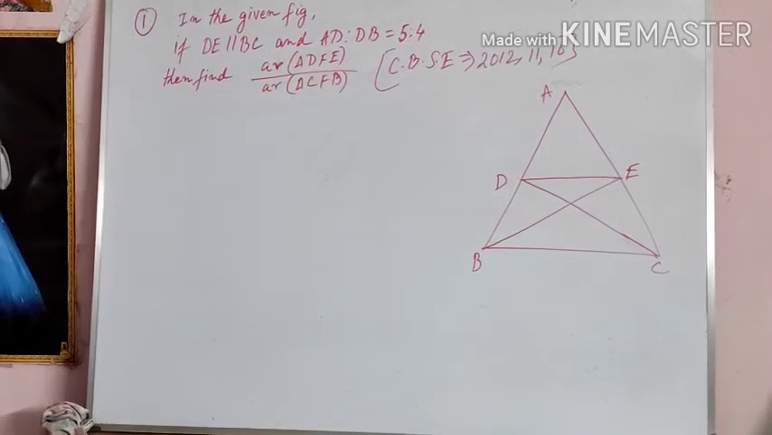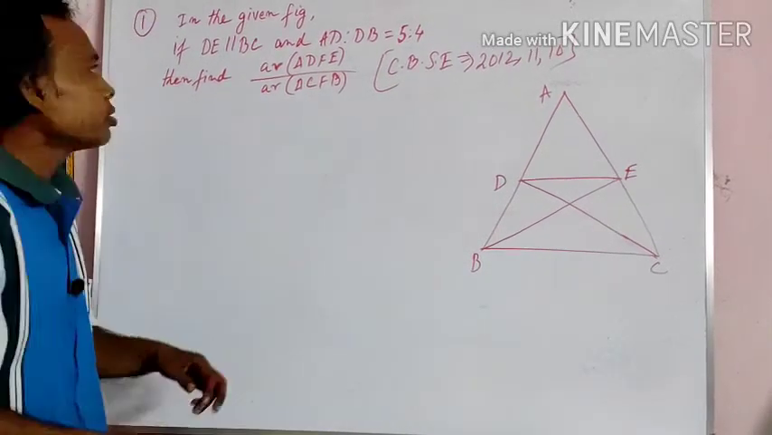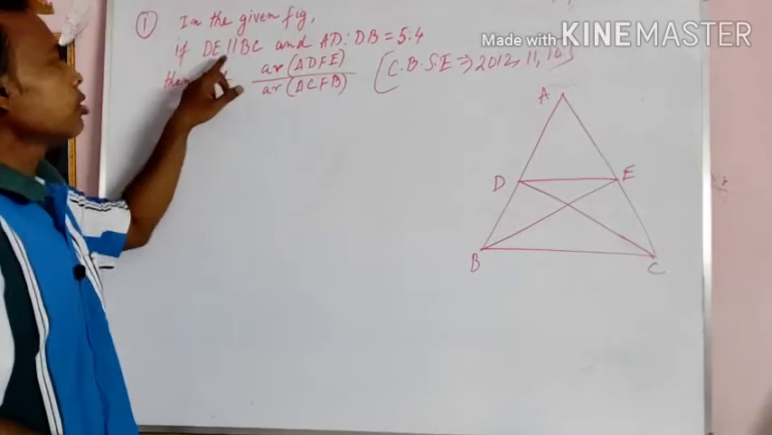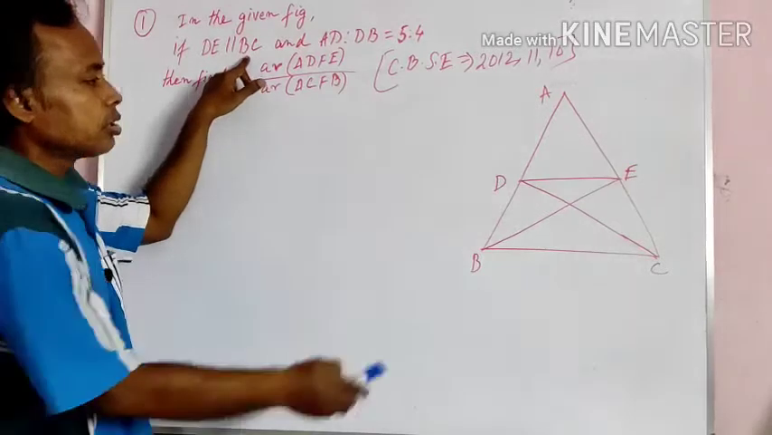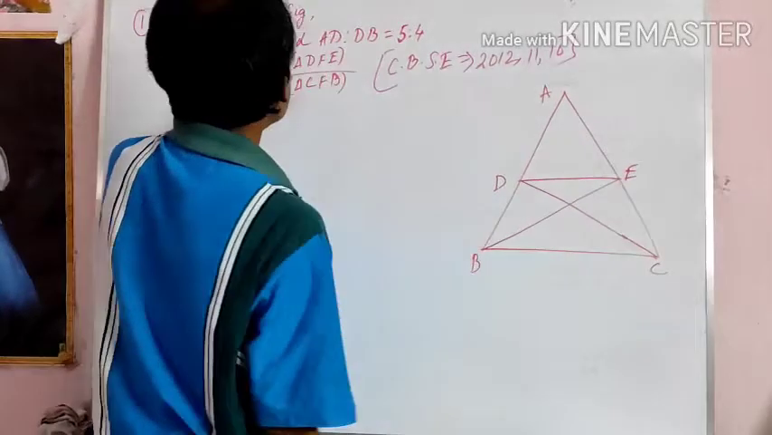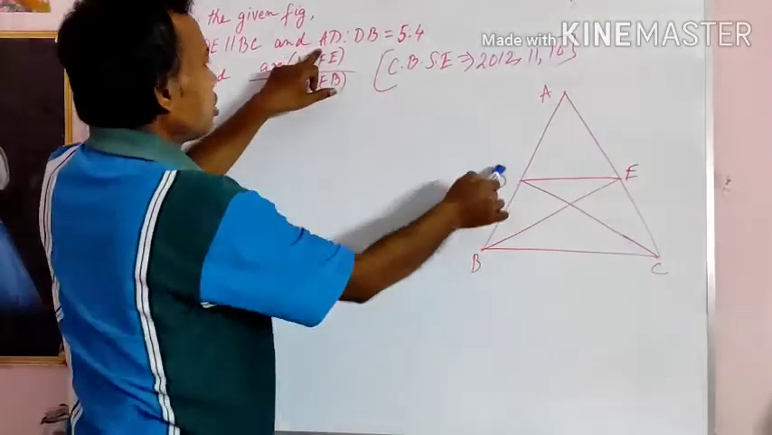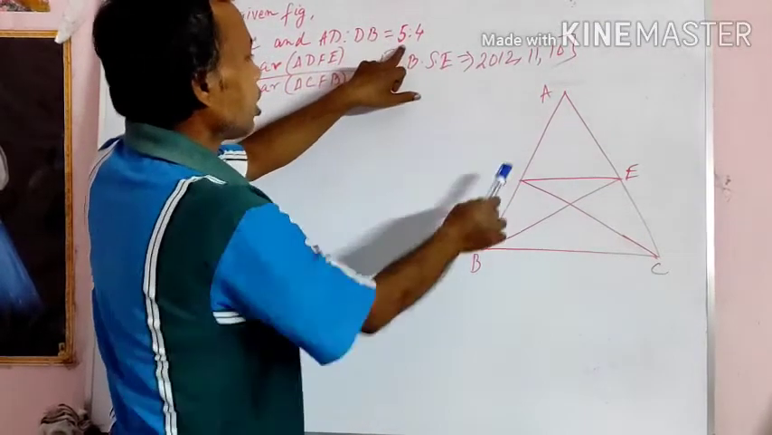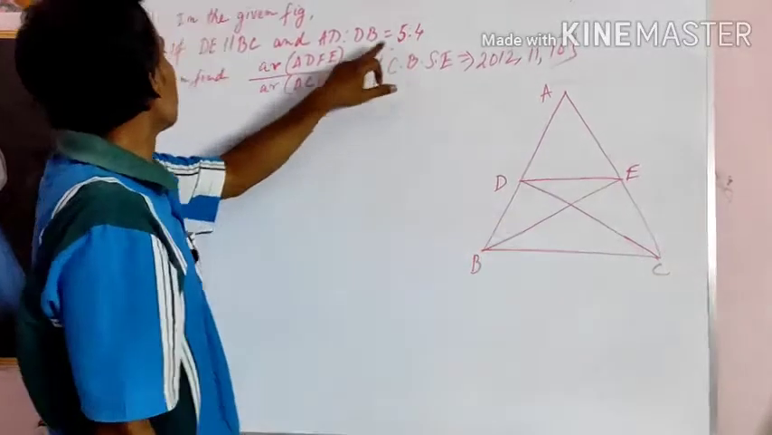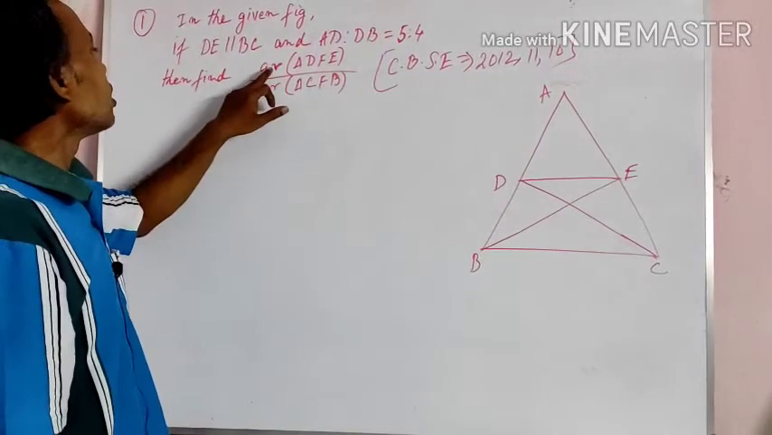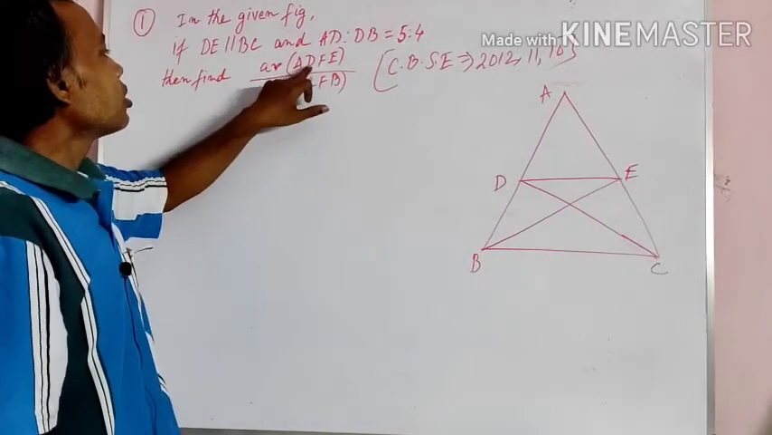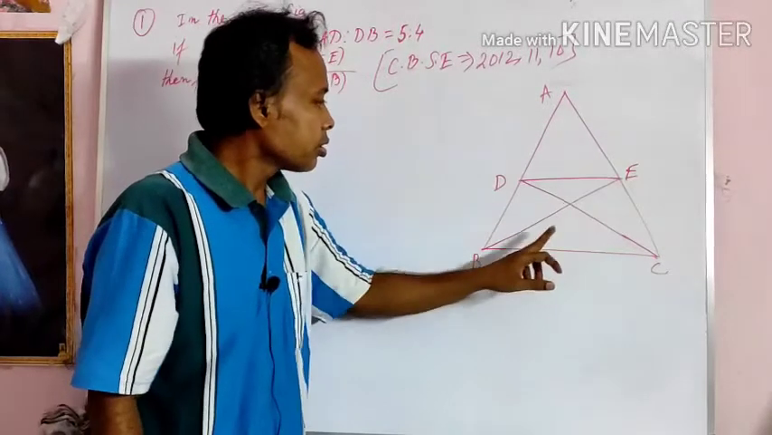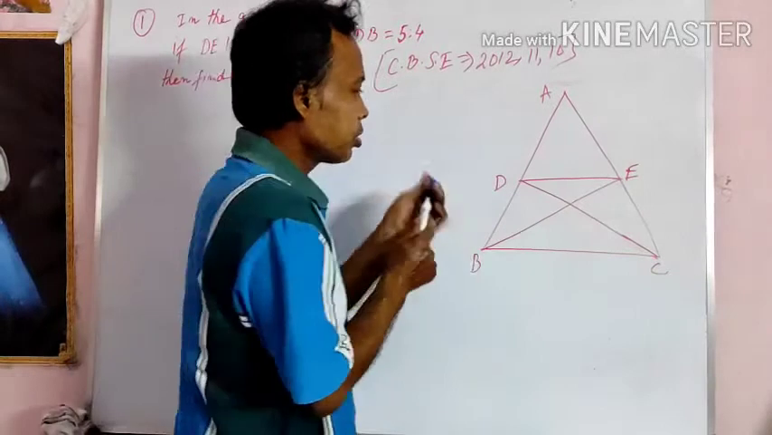CBSE class 10 question number 1. In the given figure, if DE is parallel to BC and AD is to DB is equal to 5 is to 4, then find the area of triangle DFE by area of triangle CFB. This should be F.